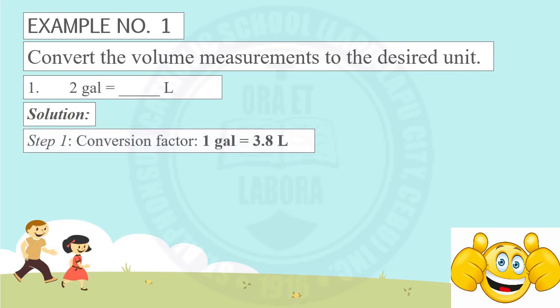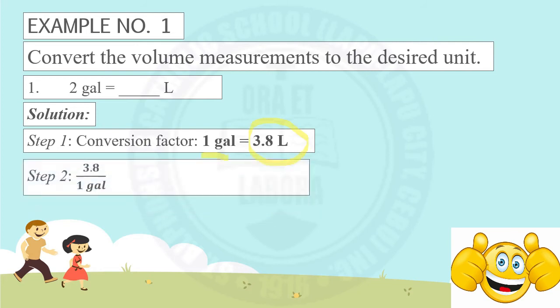Solution. Conversion. 1 gallon is equal to 3.8 liters. Step 2. 3.8 liters over 1 gallon. 3.8 liters will be put at the numerator because our desired unit is liters. And 1 gallon will be put at the denominator so that we can cancel out gallon.